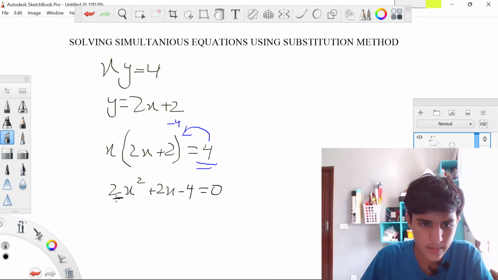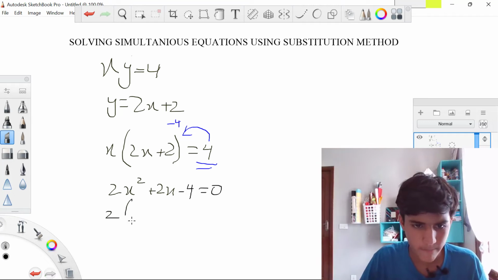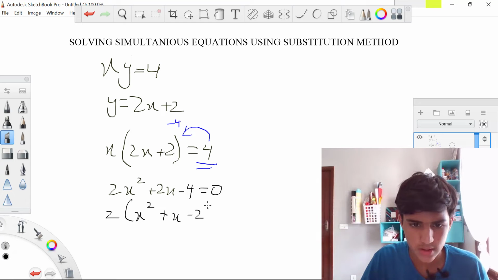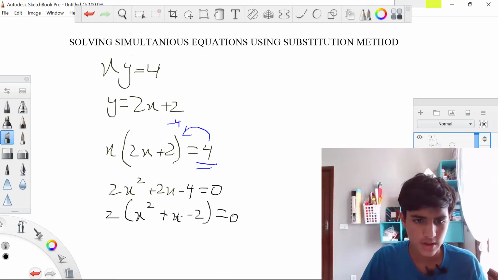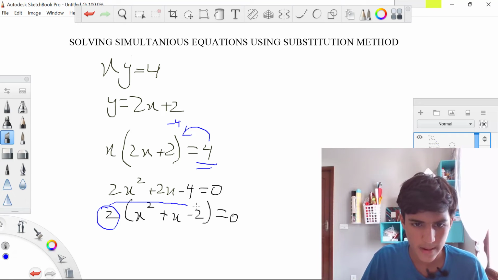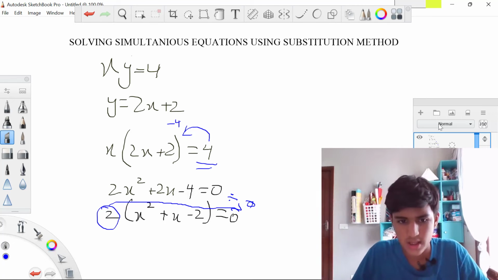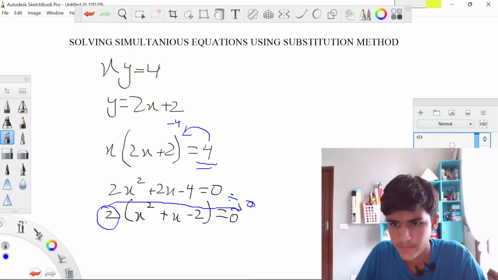Now you see here that 2 is common in all of these. So we're going to be taking 2 common. x squared plus x minus 2 is equal to 0. Since 2 is multiplying here, we're going to be shifting it to the other side of the equation. So 0 divided by 2 is 0. Right. Let's move on to a new page.